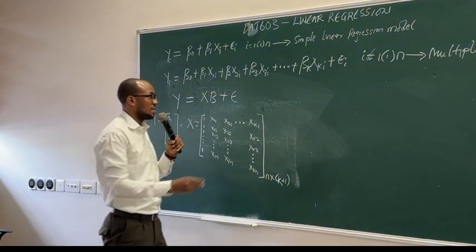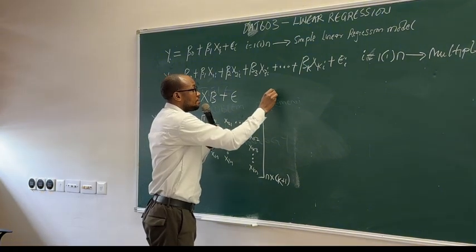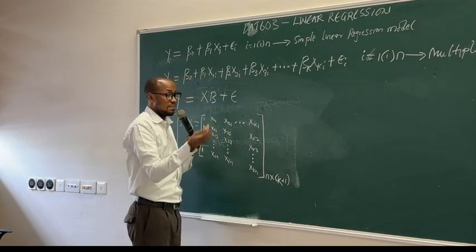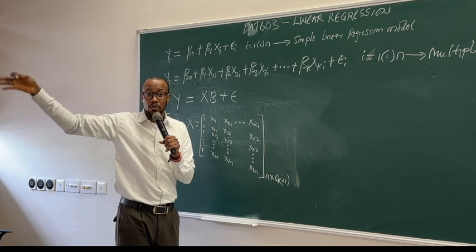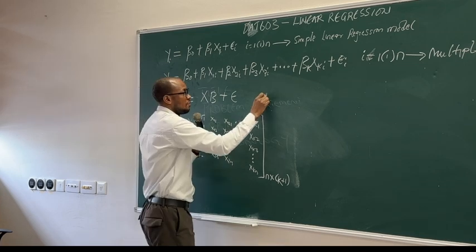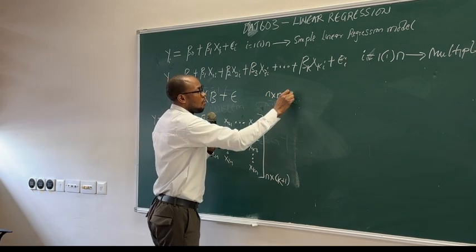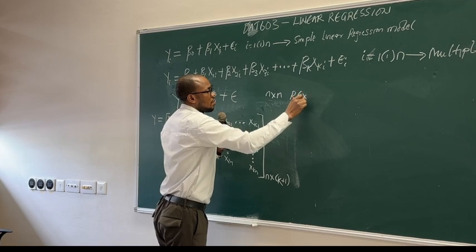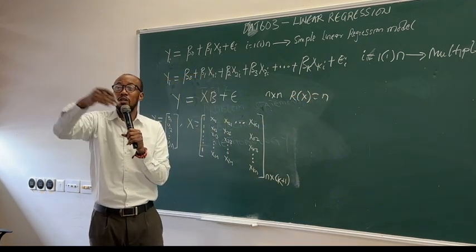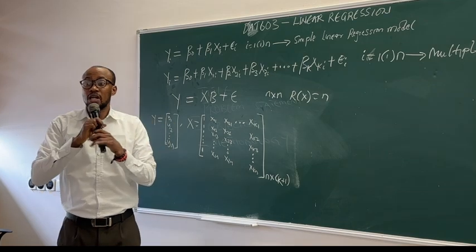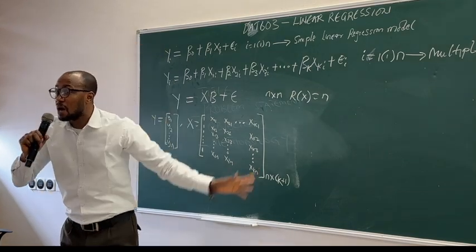For example, if this matrix is a symmetric matrix, of course the number of rows has to be equal to the number of columns. For example, if it is n by n, what will be the rank of the matrix S? The rank of the matrix S will be equal to n, that is the number of rows or the number of columns. So that is when we say the matrix has full rank.